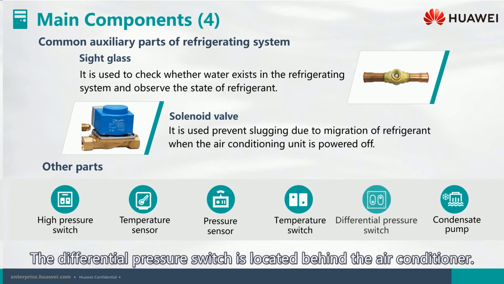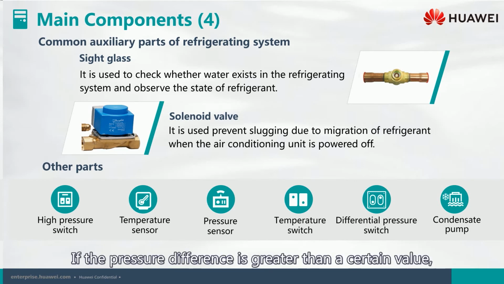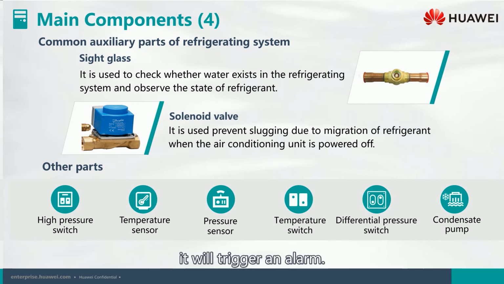The differential pressure switch is located behind the air conditioner. It can detect the difference in pressure between the two sides of the air filter. If the pressure difference is greater than a certain value, it will trigger an alarm. Of course, this value can be preset.